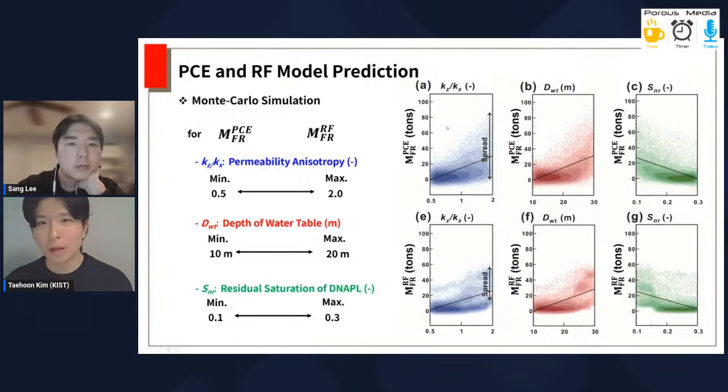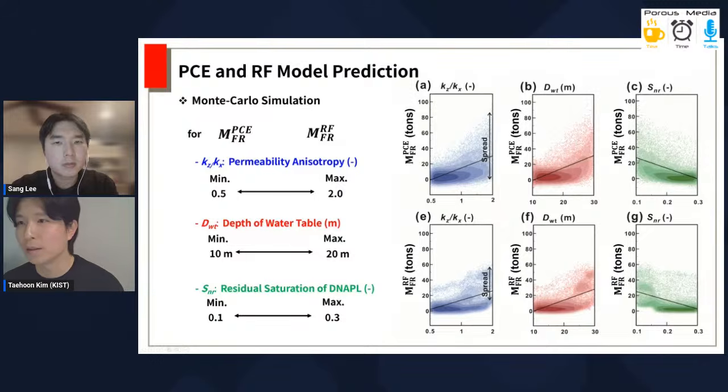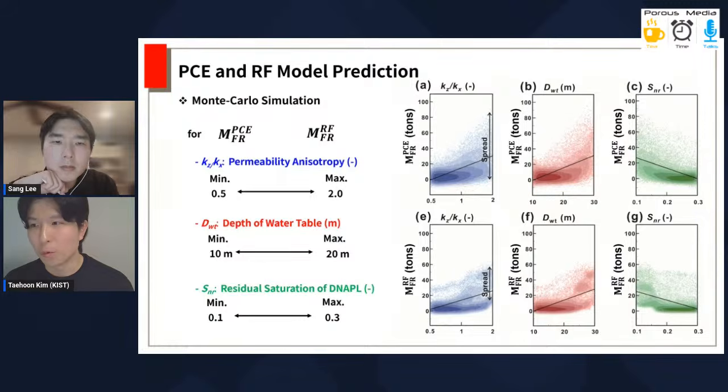So as we can see, first, the permeability anisotropy shows a positive trend, which represents that as the anisotropy increases, more of the DNAPL reaches the fractured rock. Similarly, as the depth of the water table deepens, more of the DNAPL can reach the fractured rock. In contrast, the residual saturation shows a declining trend, which represents that as the residual saturation increases, more of the DNAPL is trapped within the upper porous media, and less of it moves to the fractured rock.